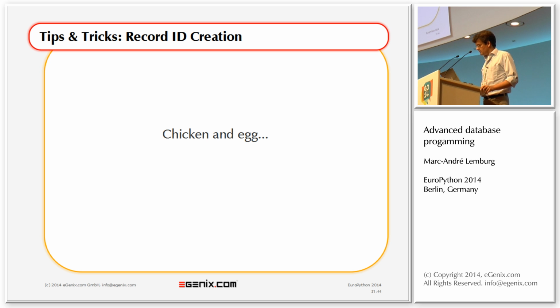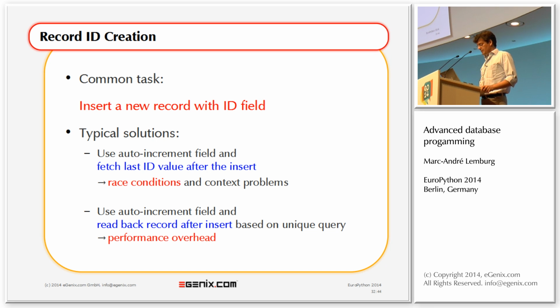Tips and tricks. This is just a collection of random stuff that I thought might be interesting for you. A typical problem you have is record ID creation, so you want to put a new row into your database. You need an ID for that record. And you have this kind of chicken and egg problem, because a typical way of doing that is to use an auto increment column in your database and just have the database deal with that, or you have a sequence and get your IDs from that sequence in the database.